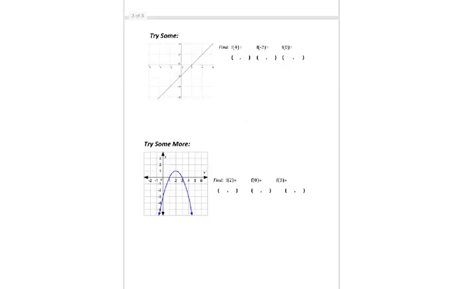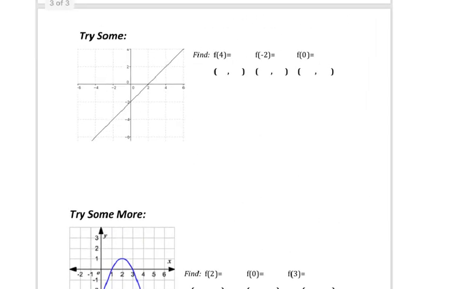Okay, so go ahead and try these next two examples. So if it's in the parentheses, it's the x. Plug it in for x. When x is 4, climb to the line. Its y value is a 2. So easy.